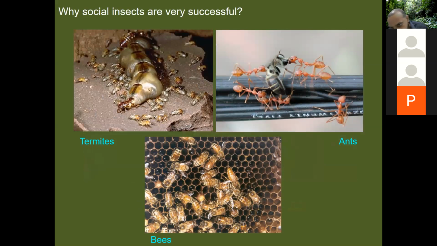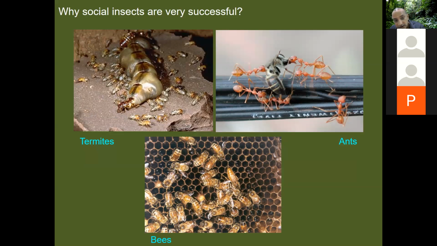Why are insects generally very successful? Because some of the insects have developed sociality, what we call a social system. For example, termites, ants, and honeybees. They are social insects. They live in large colonies, and there will be one queen. In the case of termites, there are several males, and the queen is the one which produces a lot of offspring, and the offspring take care of the colony, and they maintain the colony, and the colony grows and grows, and they have what we call polymorphism.